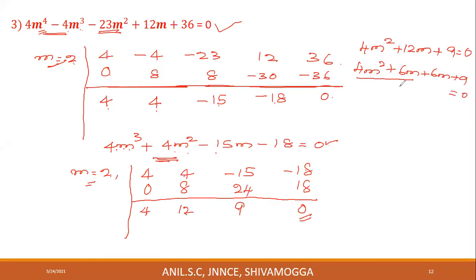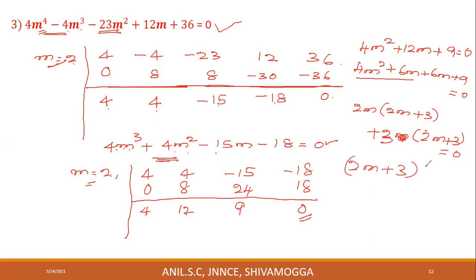Here from first and second terms, you take 2m as common factor. Then what you get within the brackets is 2m plus 3. Plus from third and fourth terms, you again take common factor, not 2m, just 3. We get 2m plus 3 equal to 0. Therefore, 2m plus 3 into 2m plus 3 is equal to 0.